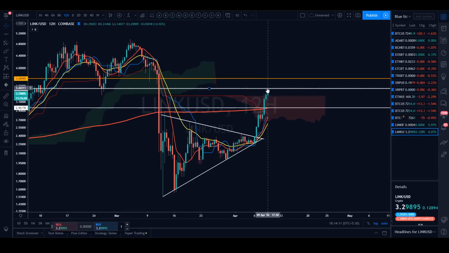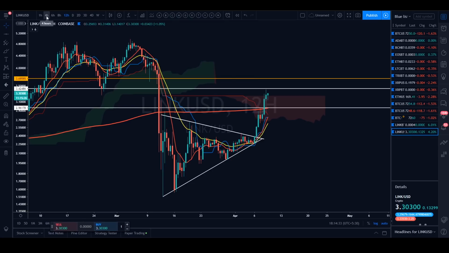But right now I will not be taking a long here. I will only be taking a long on Link USD if we close over $3.43. That's what I will be looking for. Note that the cloud is still red. However, if we do trudge further up, I will be expecting a bullish TK cross. And that's what I'll be looking for.